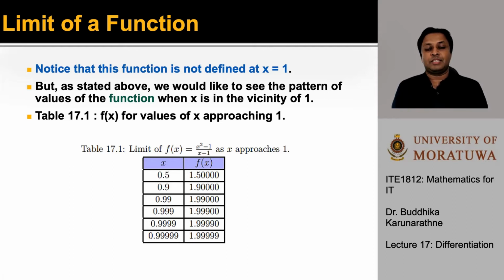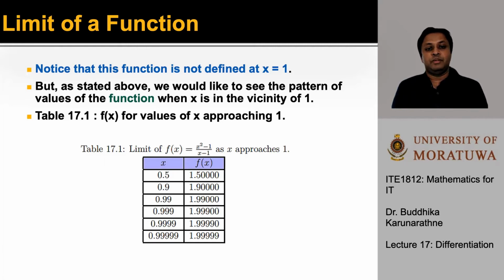So the function is (x squared minus 1) over (x minus 1). So we apply values closer to 1. We start from 0.5 and f(x) gives us 1.5. When we substitute 0.9, f(x) gives us 1.9 and so on. When the value of x goes closer and closer to 1, we see that the value of the function f(x) goes closer and closer to 2.